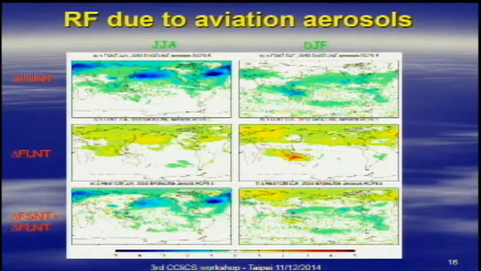The top panel is the delta short wave at the top of the atmosphere. So this is basically due to the liquid water path increase. The long wave, the positive forcing, is due to the enhancement of ice clouds. And this is the difference: the net, long wave plus short wave.